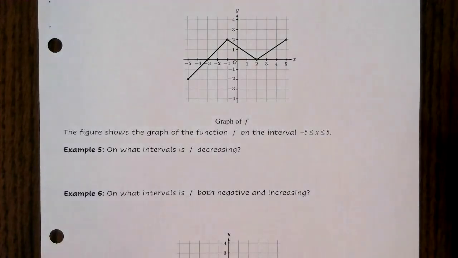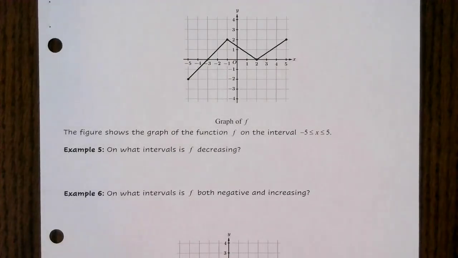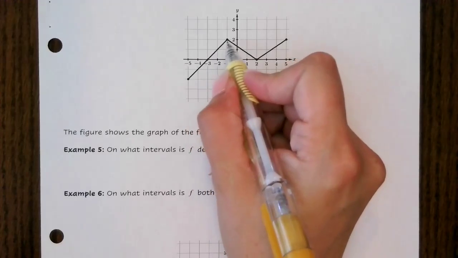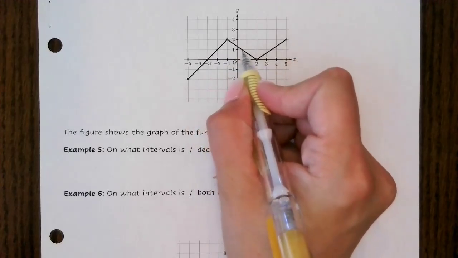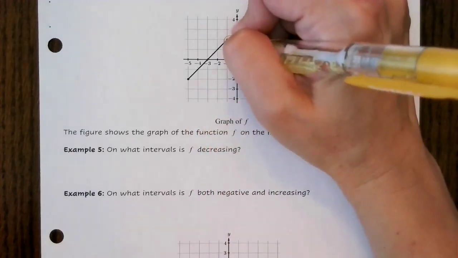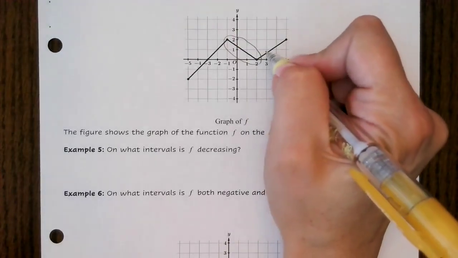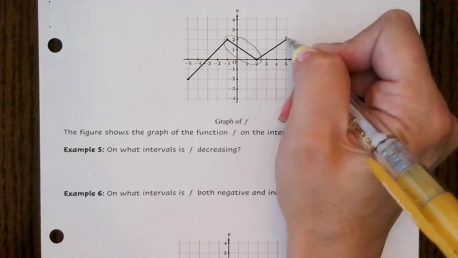All right, we're going to finish a couple last questions where we're going to look at some graphs again and talk about what's happening. It says the figure shows the graph of the function f on the interval -5 to 5. On what intervals is f decreasing? So we look at our graph as we move from left to right. This is increasing. Right at this point, it starts to decrease. So we're talking about this part of the graph. Then it starts to increase again as we go left to right.